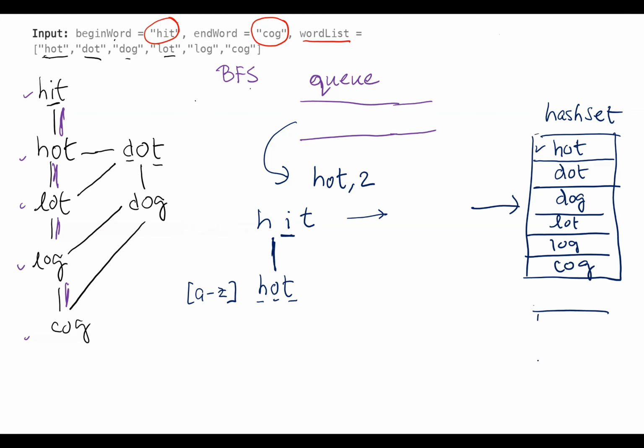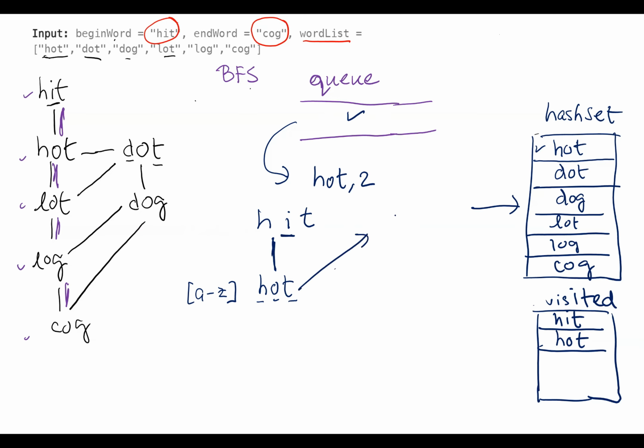For that, I will keep another hash set, say visited. So every time I put something in the queue, I immediately put it in visited. Initially we had put hit in the queue, and then we had put hot in the queue, right? So I put it in visited. So next time when hot changes to say hit, it not only checks here, it also has to check here. If any of these are true, it won't put it into the queue. That way I am making sure that I'm not making a cycle.